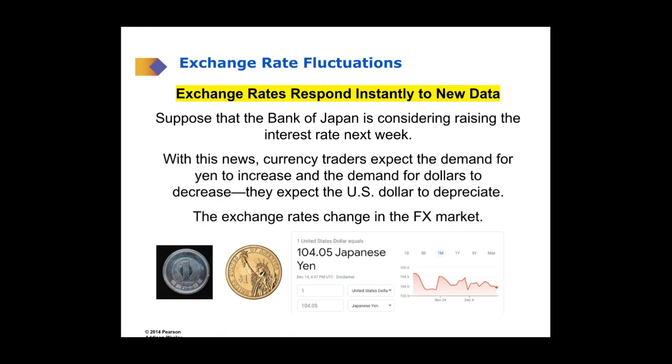Let's suppose the Bank of Japan is considering raising interest rates next week. It's announced on a Monday morning in the news. Almost instantly, currency traders will demand more yen, and they'll demand fewer dollars, and they'll do this very actively until the new exchange rates reflect the opportunities that are in existence and reflect all of the data and all of the knowledge that's available in the marketplace.